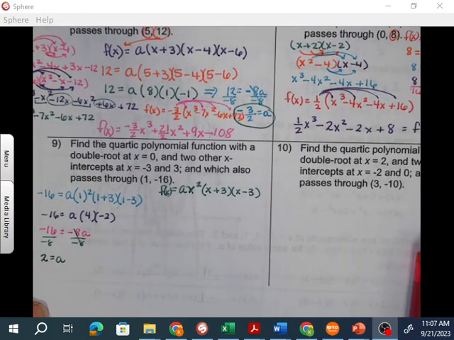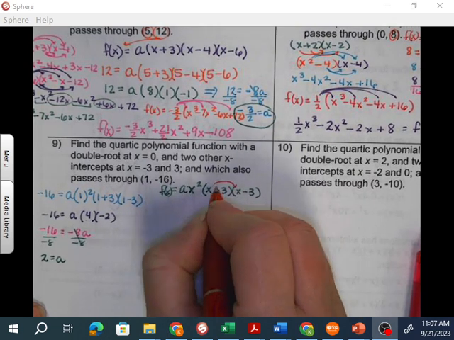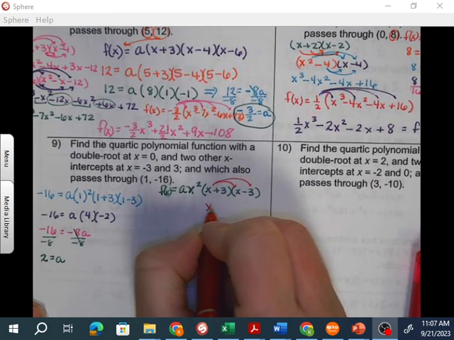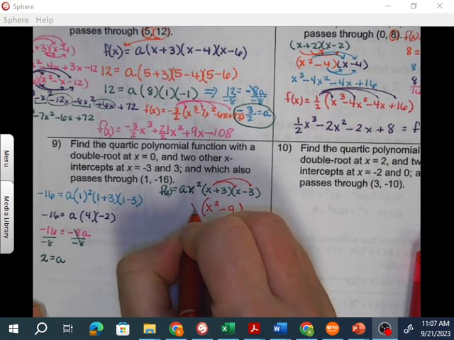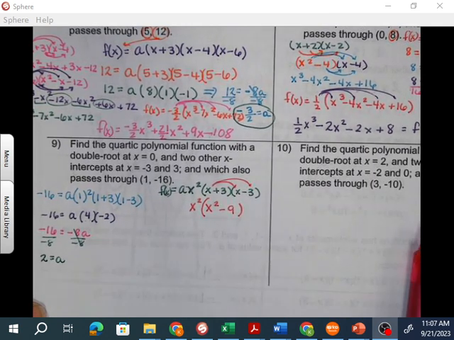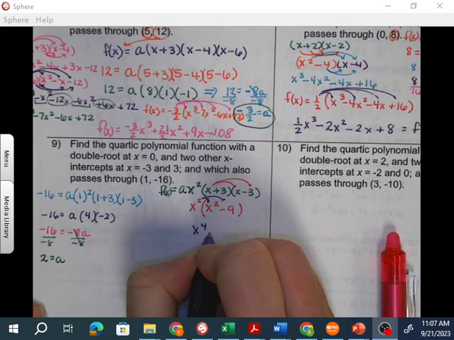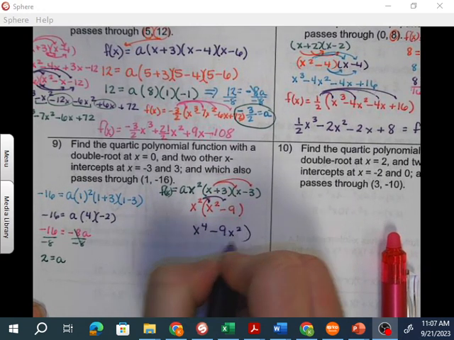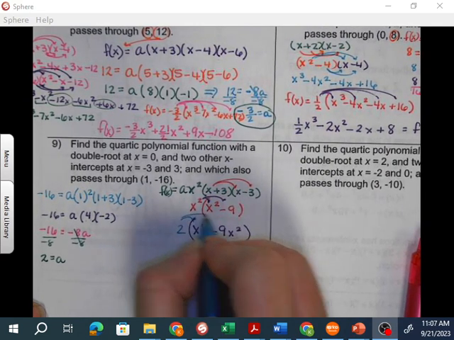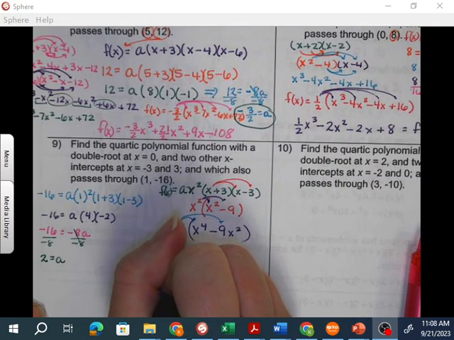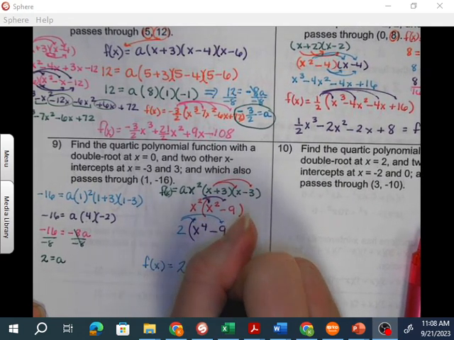Now I know my a value, so we're going to go back over here and multiply out. I'm going to use my conjugates because I just have to F and L with them, so that's x squared minus 9. You can distribute through the x squared, so that would be x to the 4th minus 9x squared. And then I can put my 2 on there and distribute that through. So I end up with f of x equals 2x to the 4th minus 18x squared.